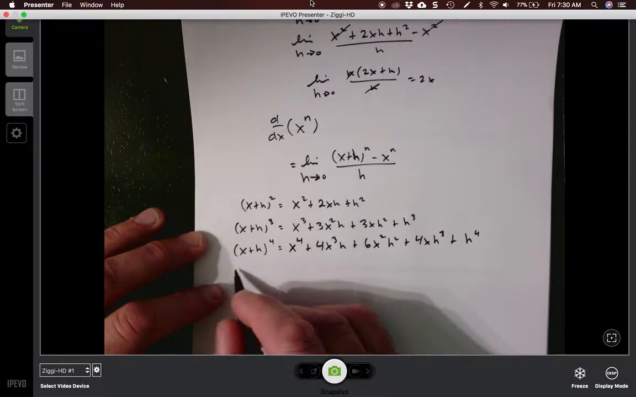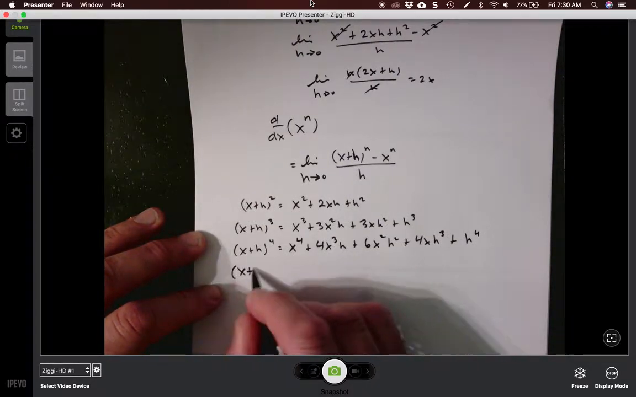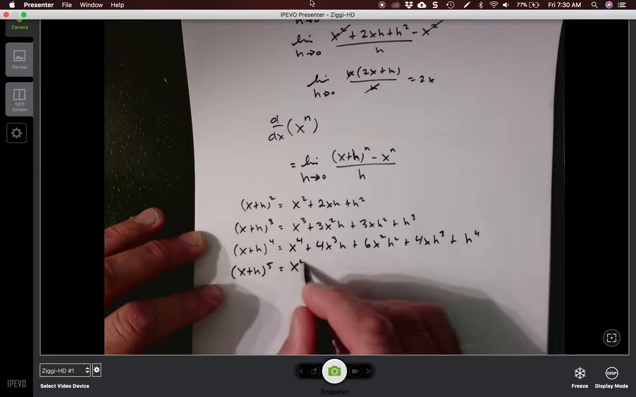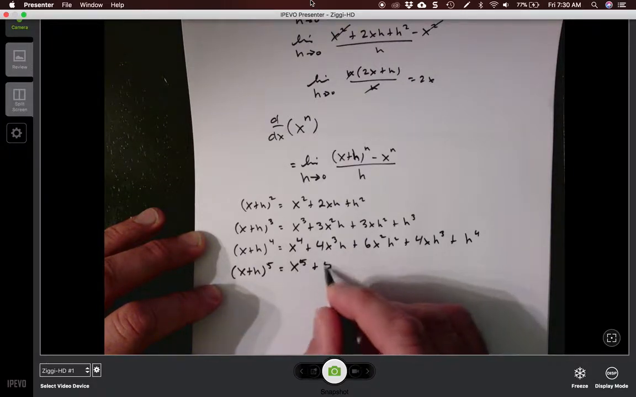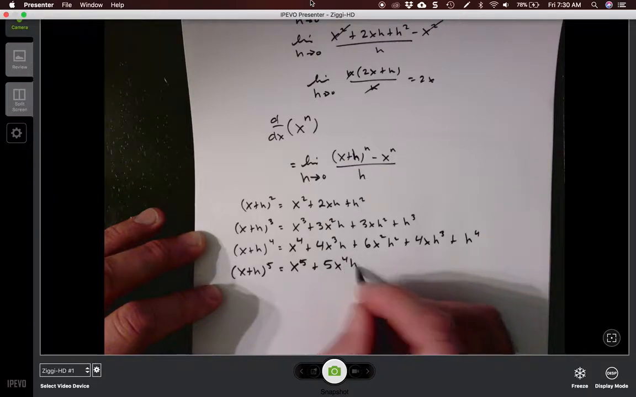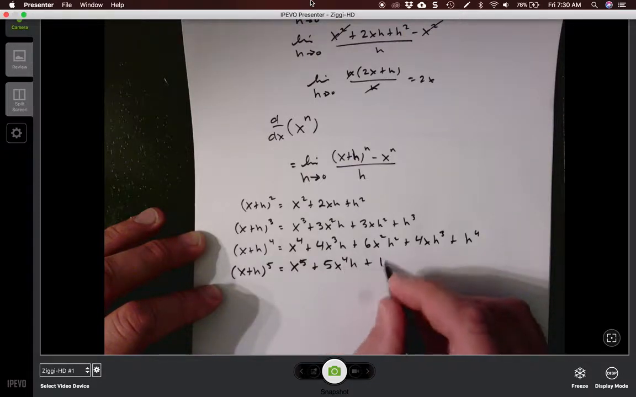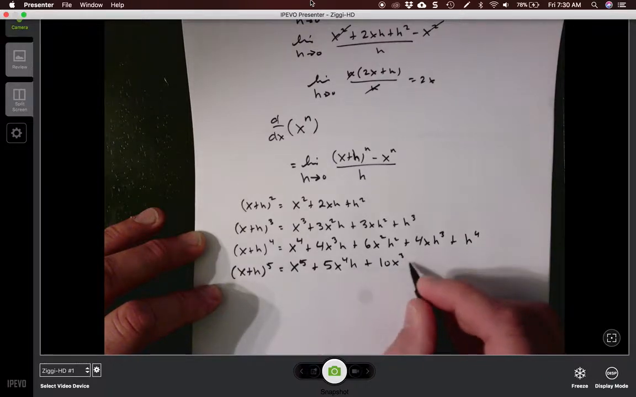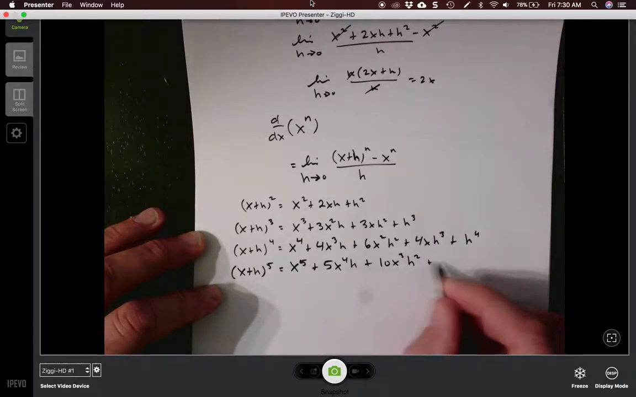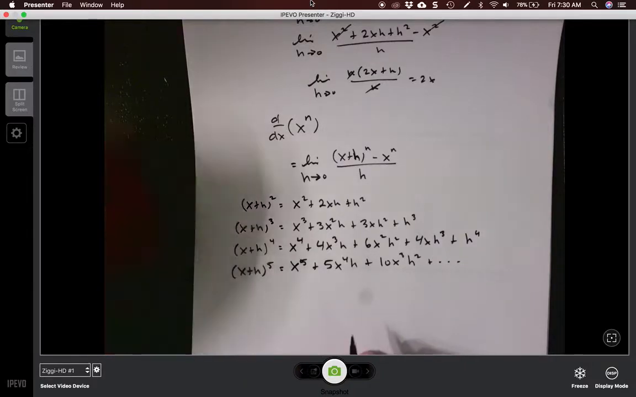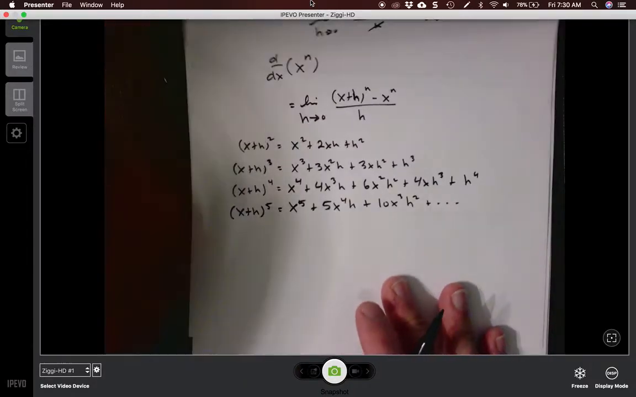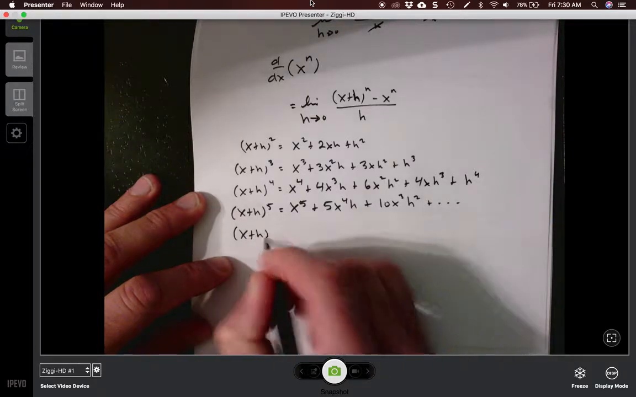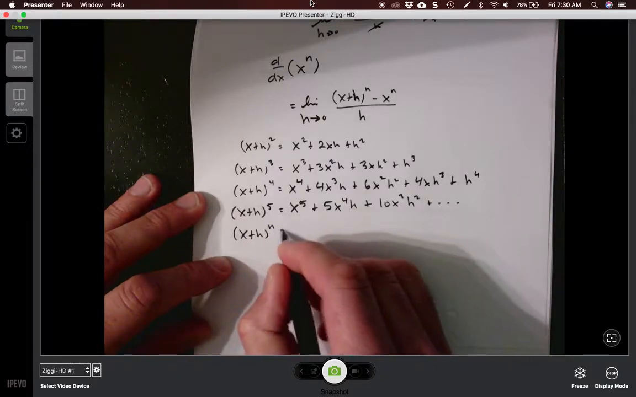All right, and then I'm going to tell you that when you take (x + h) to the fifth power, you're going to get x to the fifth plus 5x to the fourth times h plus 10x to the third times h squared, and then you're going to get a bunch of terms after that. All right, and so what I want to look at is, what's going to happen if we take (x + h) and raise it to the nth power?